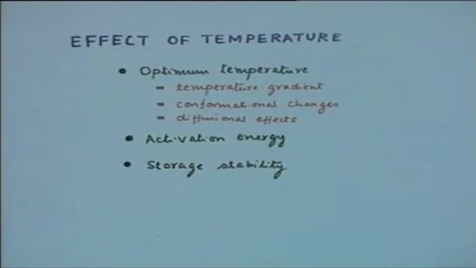The effect of diffusional limitation on the optimum temperature is on the conformational changes. Now conformational changes, you see, in the case of enzymes which are immobilized by carrier binding methods, for example either by adsorption or by covalent binding, where there is no likelihood of much temperature gradient between the bulk and the enzyme active site, and this can be very easily checked if you consider a non-porous matrix where all the enzyme is supposed to be on the surface.